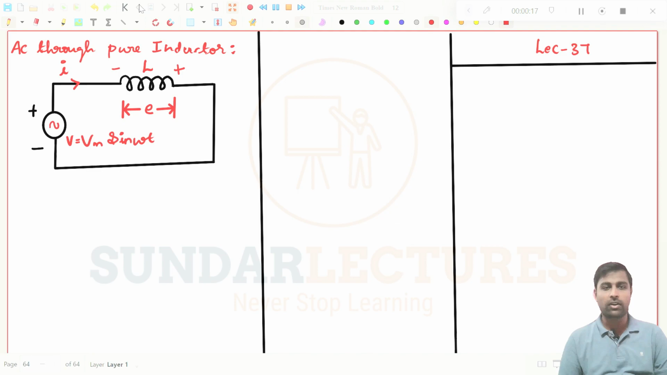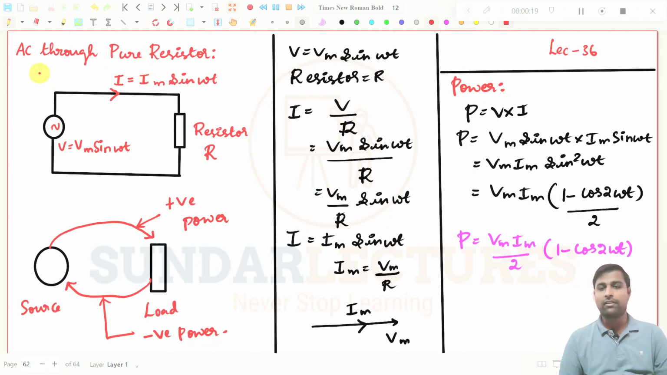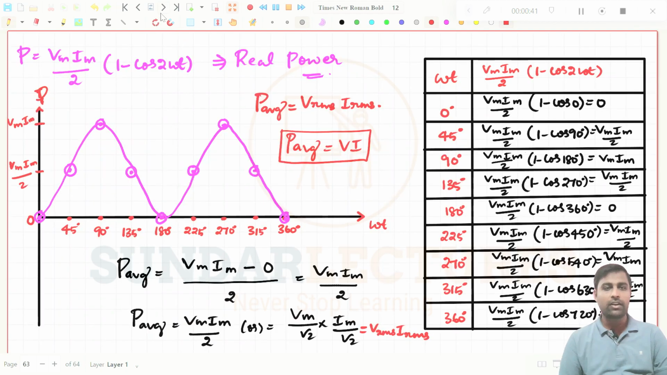See what topics we have seen in the last class. We have seen AC through a pure resistor. Before that we saw what positive power and negative power are. Then we got the value of I and derived the expression for power, that is V into I. Then we got P equal to Vm by 2 into 1 minus cos 2 omega t. Then we substituted the values of omega t and plotted these values in the graph.